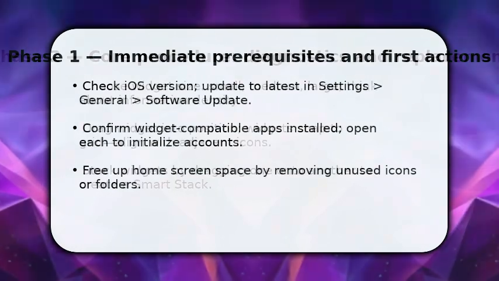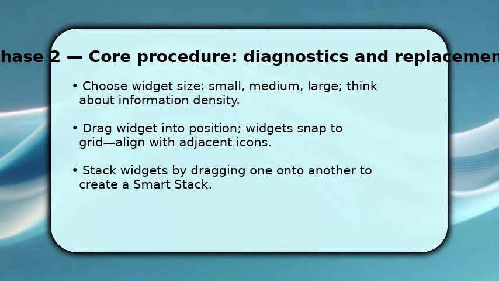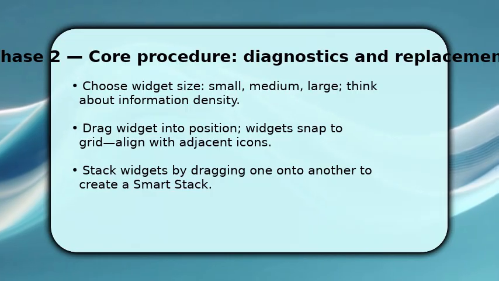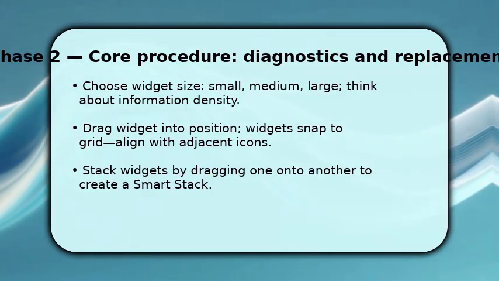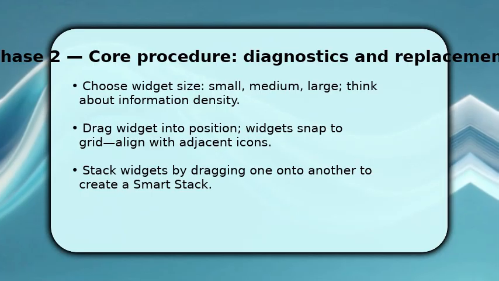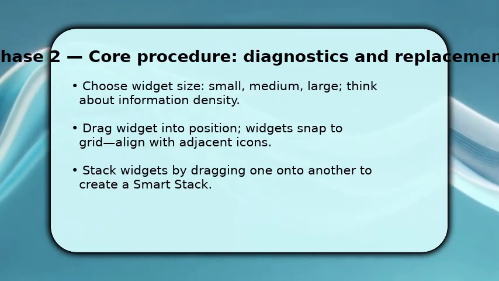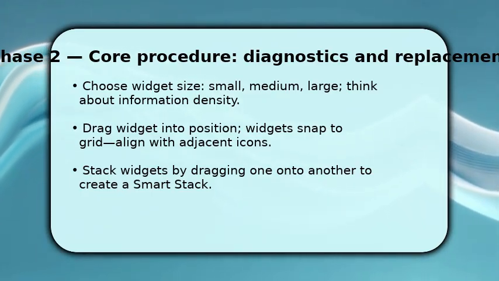You pick the widget size that matches the information you need, because small shows minimal data while large can display multiple elements. Then drag the chosen widget to the desired spot. It snaps to the home screen grid. Align it with nearby icons for a clean look.